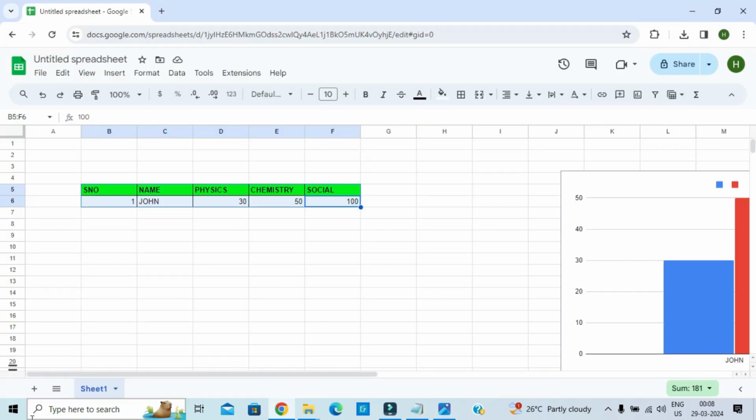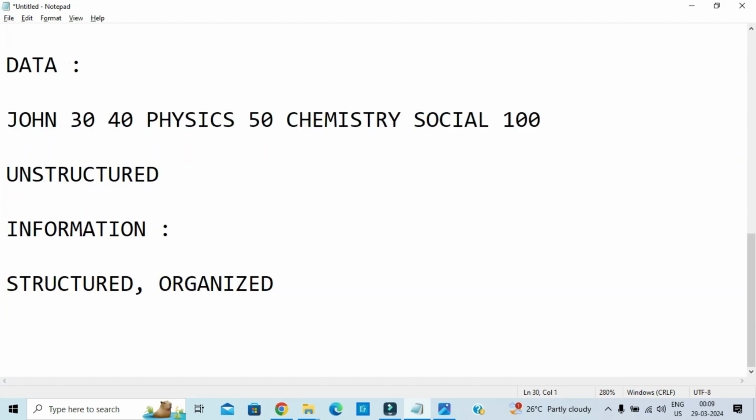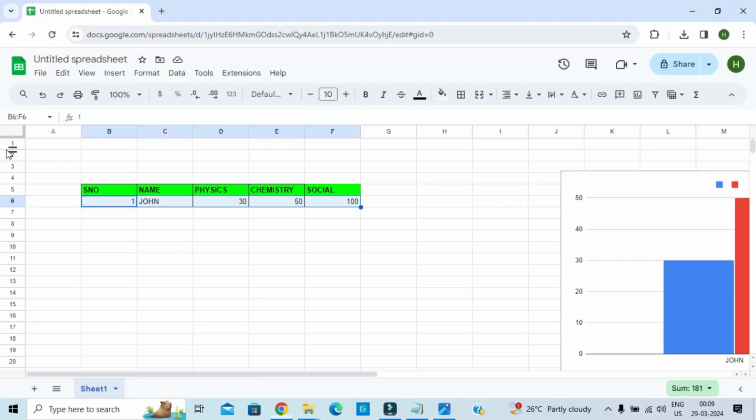This is completely structured and organized in the form of rows and columns, where column names represent fields and rows represent data. This is how information is structured and organized. So I hope you have understood the difference between data and information. This has no meaning at all. You can see this has got some meaning and is completely structured and organized.